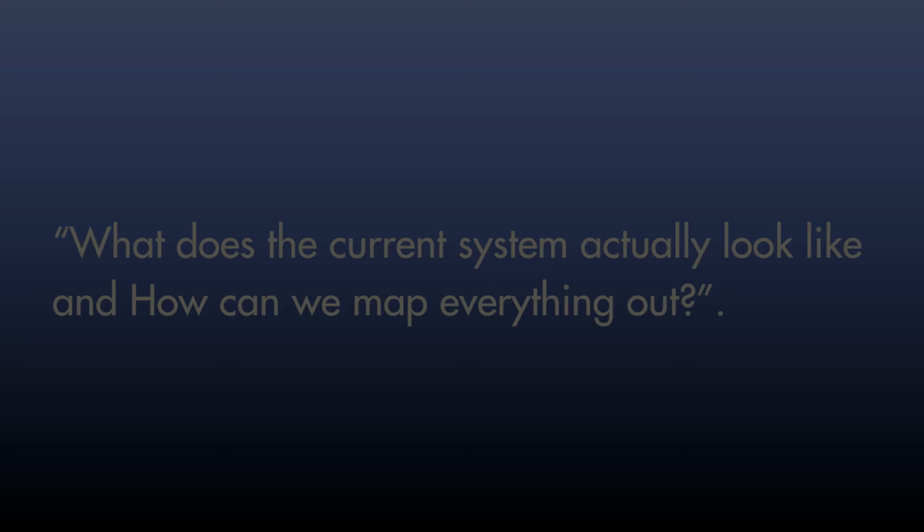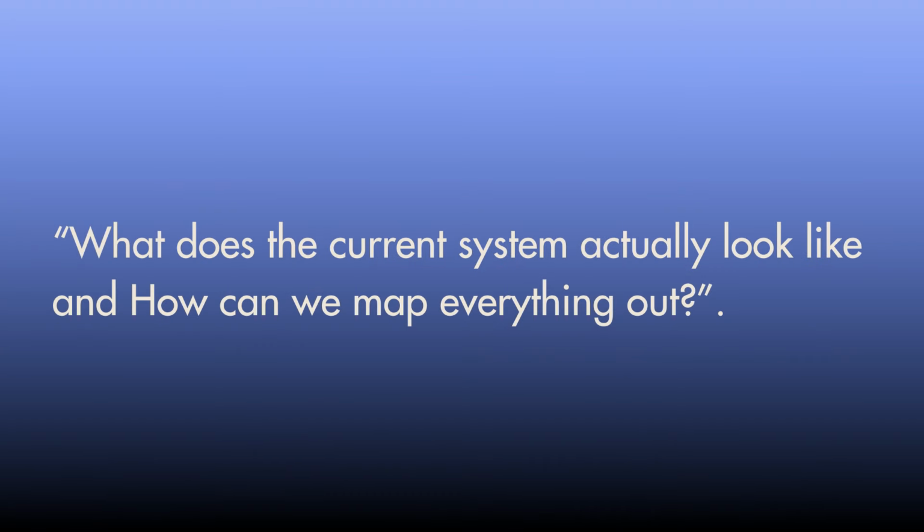One crucial difference between Musk and a system thinker is that before jumping into problem solving, system thinkers first ask themselves, what does the current system actually look like? And how can we map everything out? We want to establish a clear picture of the situation that creates those gaps by asking the right questions.